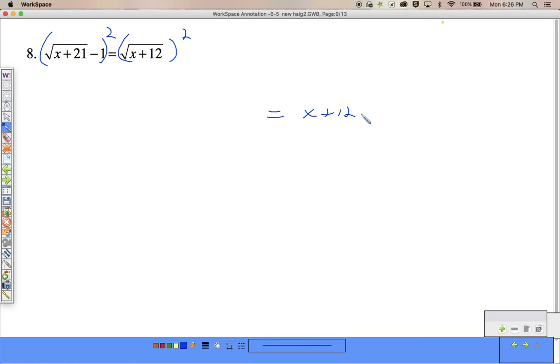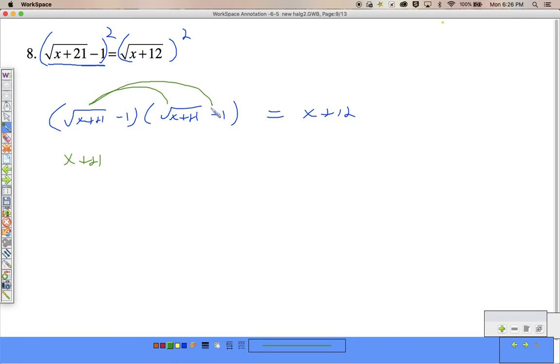Well, the right side becomes x plus 12. The left side, since I'm squaring this, I need to write it twice. Square root of x plus 21 minus 1. Square root of x plus 21 minus 1. FOIL. Square root of x plus 21 times square root of x plus 21 is x plus 21, minus, multiply those two, square root of x plus 21, minus another square root of x plus 21, plus 1. Equals x plus 12.